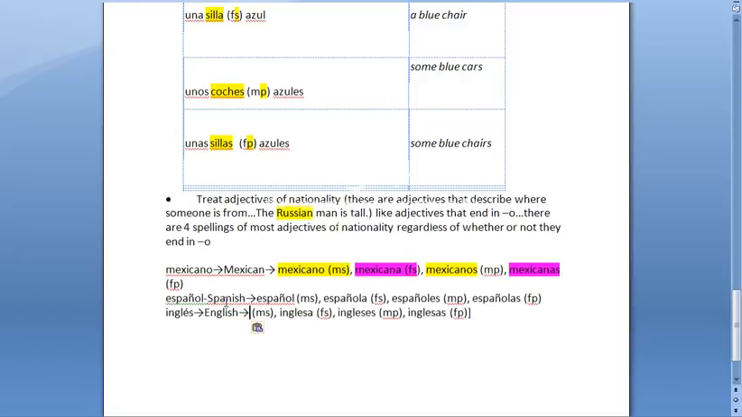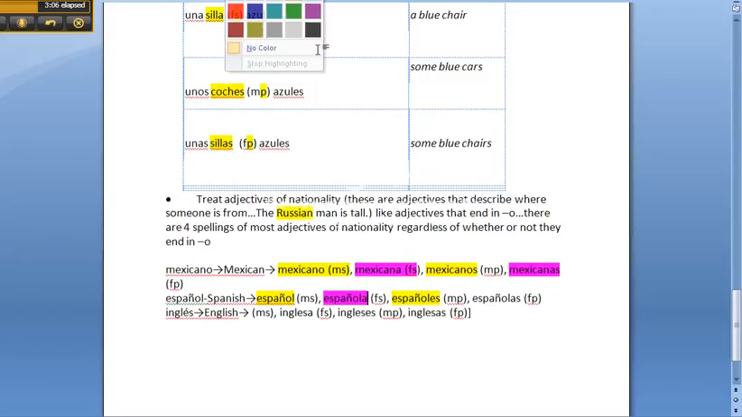Okay. When you get down to those in which the adjective of nationality ends in something other than O, that's when things look a little bit different. For example, we have español, which ends in an L, which is a consonant. So you look at that consonant, you have to add an ES to a consonant to make it plural, so that's why español becomes españoles. When you look at española, it ends in a vowel, so therefore you just add an S to make its feminine plural form.